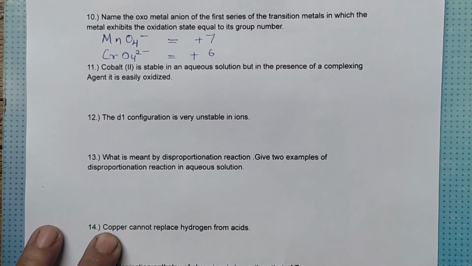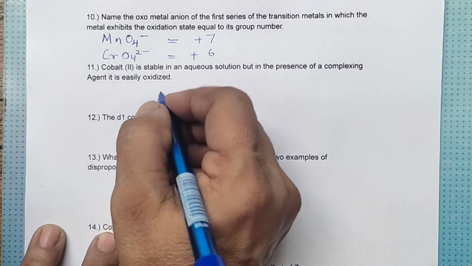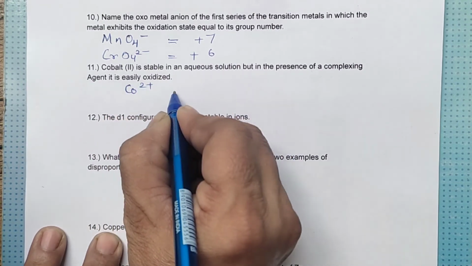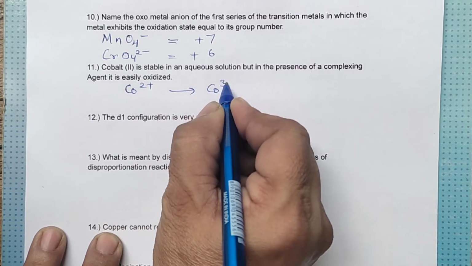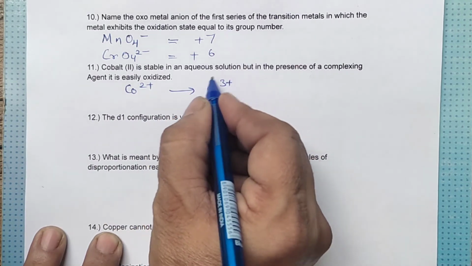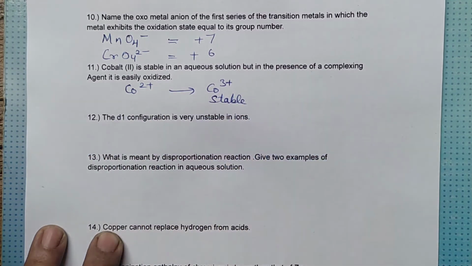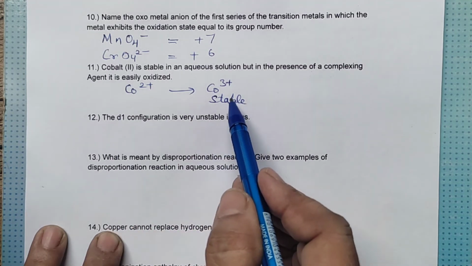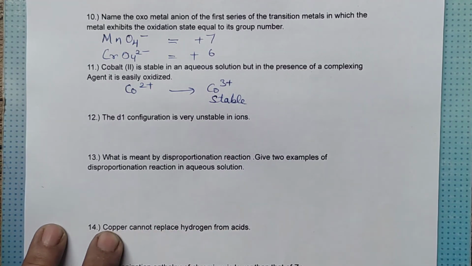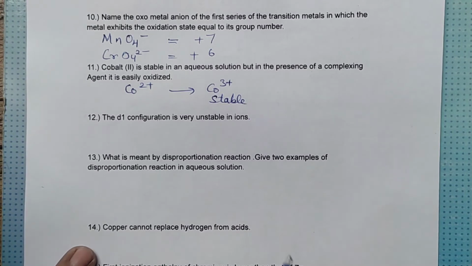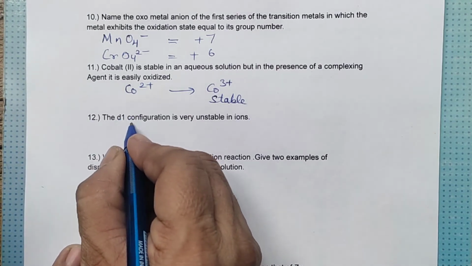So what you will write is, for this case, in the presence of the complexing agent, cobalt from plus 2 gets oxidized to plus 3, which is more stable. In the plus 3 state it is more stable. So in the presence of the complexing agent it gets oxidized to this one, which is the more stable state for cobalt. Clear?